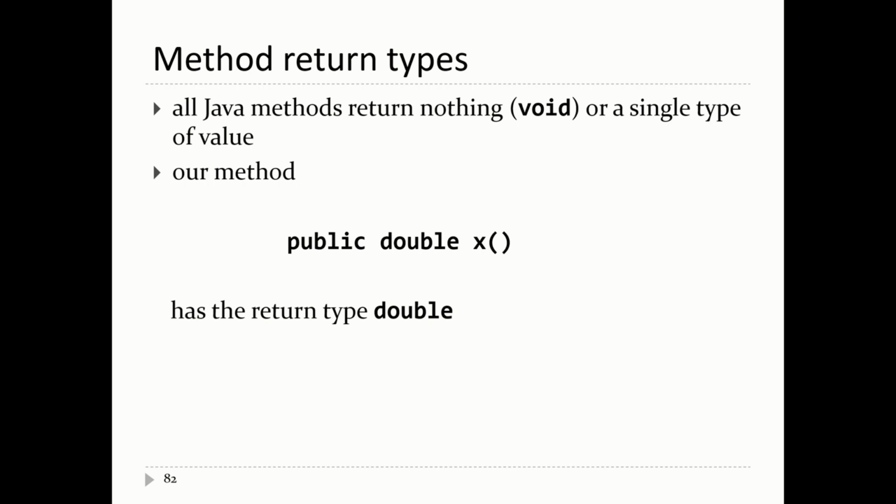This is the same rule that's in C. If you have a function in C, it either returns a value or it returns void. The exact same thing is true in Java.